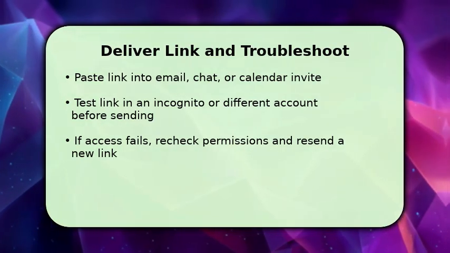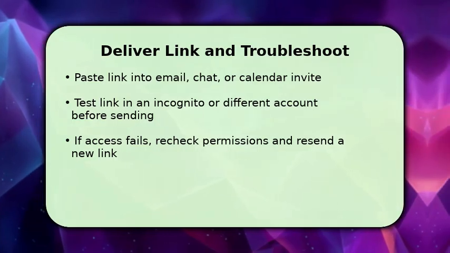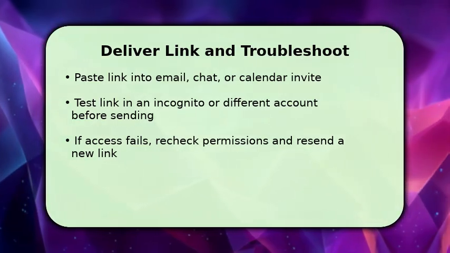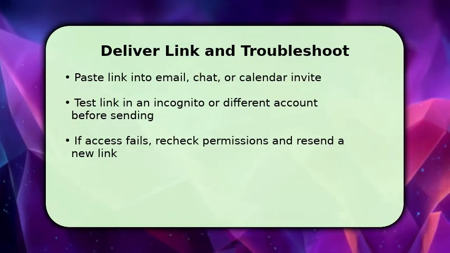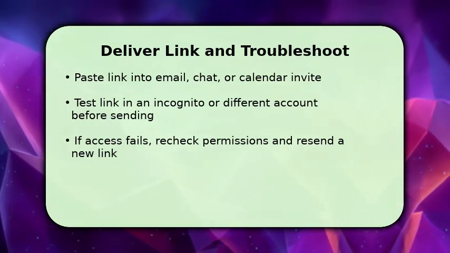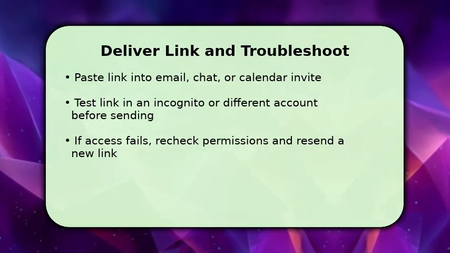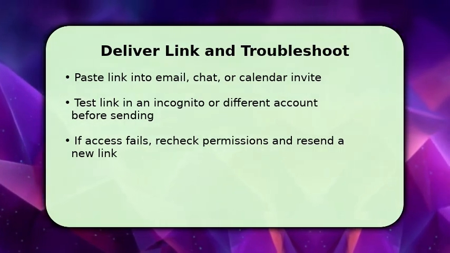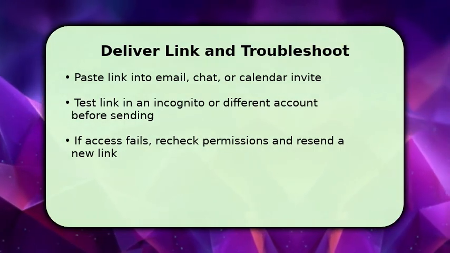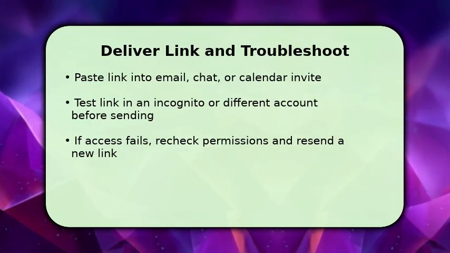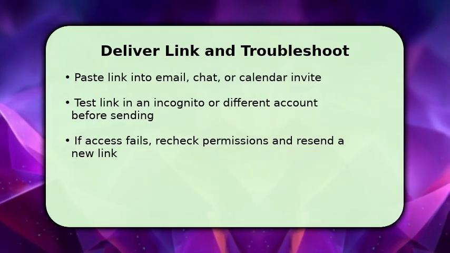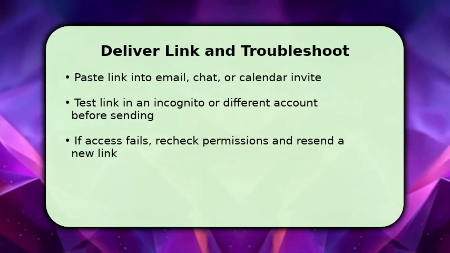Once done, test it in an incognito window or a secondary account to confirm behavior. If someone reports an access error, make sure you chose the correct link type and that specific people were added if required. Update permissions, or generate a new link if necessary. Finally, revoke or change access from the File's Manage Access panel when the sharing period ends to maintain control.